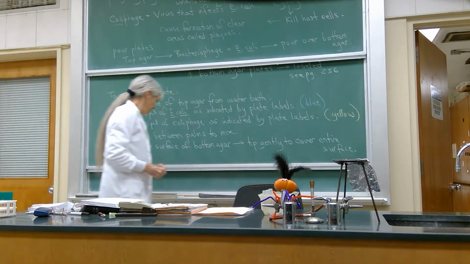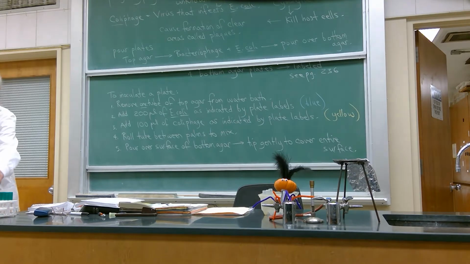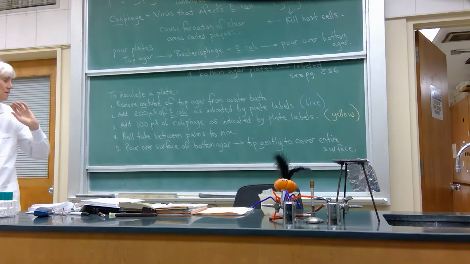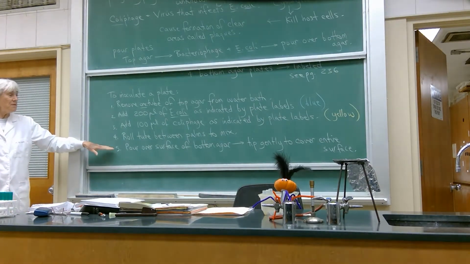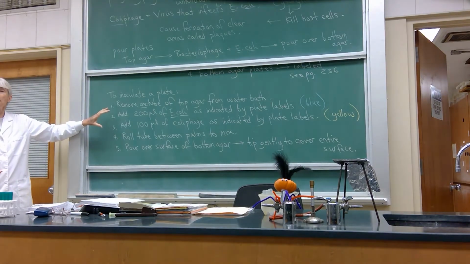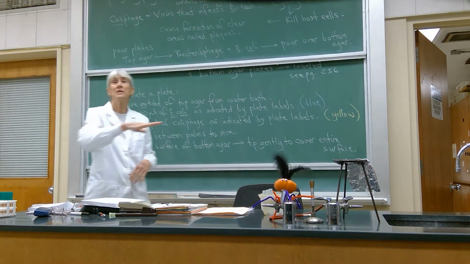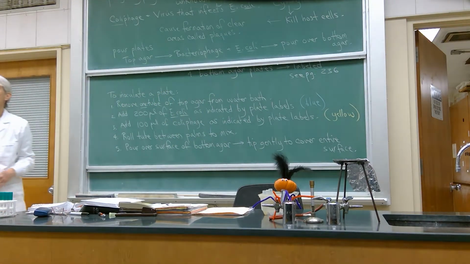And then you're gonna roll the tube between the palms of your hands. Keep the tube upright, put it between your palms, roll it. And then you're gonna pour it over the surface of your bottom auger, the plate that is properly identified based on what you just put in that top auger. And you're gonna gently tip to make sure that the top auger covers the entire surface.